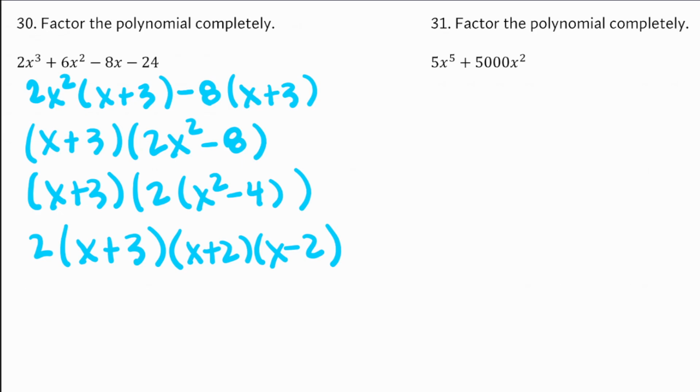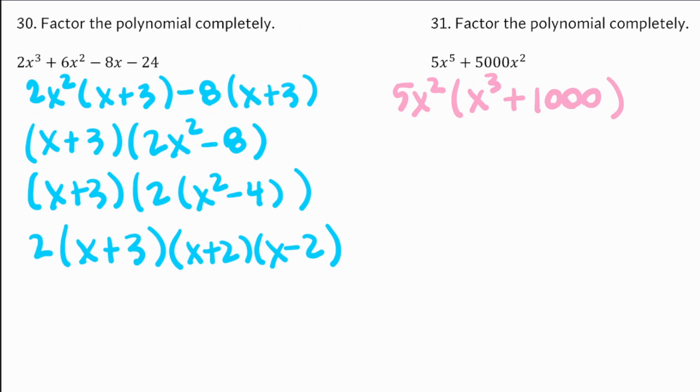Number 31, this definitely has a greatest common factor. Okay, I see x to the 5 and x to the 2, so there's at least 2 in both, so I can factor out x squared. But I can also factor out that 5 because 5 definitely divides 5,000. So I'm factoring out a 5x squared, and I'll be left with x to the 3 plus 1,000.